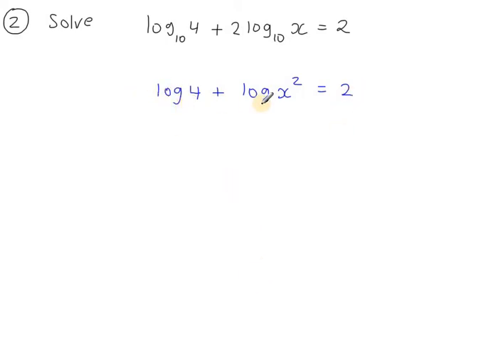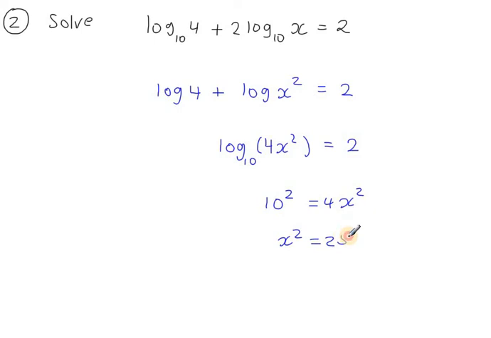And now we have the same common base, we have no coefficients in front, both terms are positive, so using the multiplication rule for logs, we have log 4 x squared is equal to 2, so I've combined them into a single log term, and now my base here is 10, so if I convert this to its exponential form, 10 to the power of 2 is equal to 4x squared, so that's 100, divided by 4 is 25, so x squared is equal to 25.